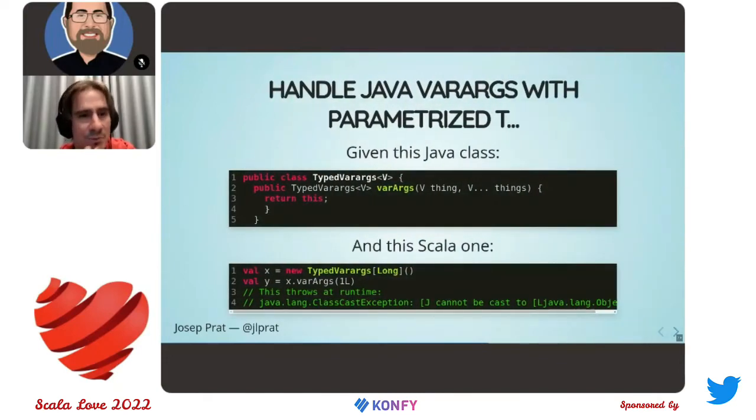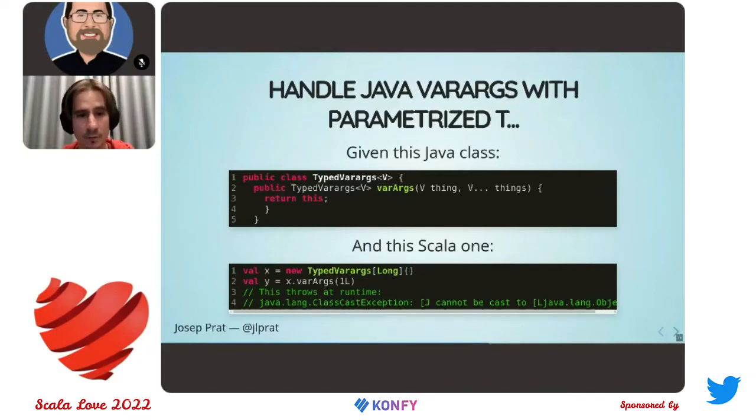Then another strange one, handle Java varargs with parameterized T. So as I said, it's getting stranger by the time. So given that class over there, it's basically a type varargs class, which just has a method varargs, which takes a thing of type V, and then it takes a vararg of V things. So in the end, it means that I can call varargs with one thing of the type V, or as many as I want, but always one is the minimum. So I always need to put at least one thing.